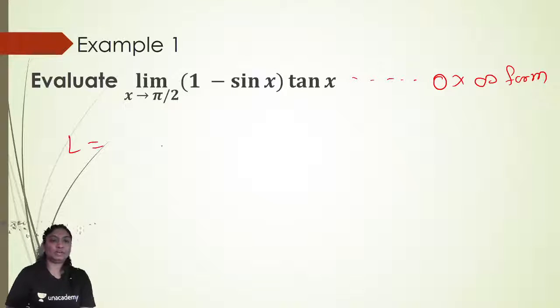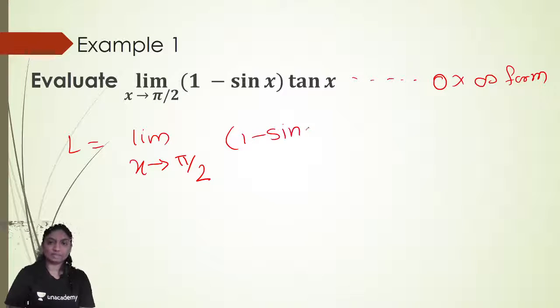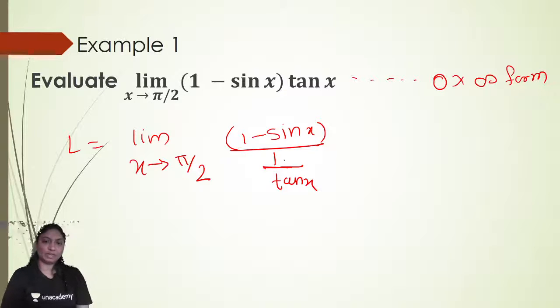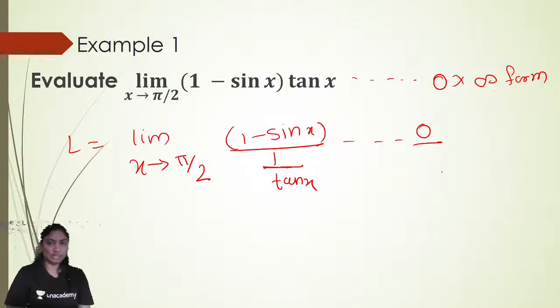So let L be the limit as x tends to pi by 2. We can write this as (1 minus sin x) upon 1 upon tan x. Instead of writing into tan x, I am writing 1 upon tan x. Now if you observe, as x tends to pi by 2, sin pi by 2 is 1, so 1 minus 1 is 0, upon 1 upon tan pi by 2, and tan pi by 2 is infinity, so 1 upon infinity is again 0. So it is converted into 0 upon 0 form.